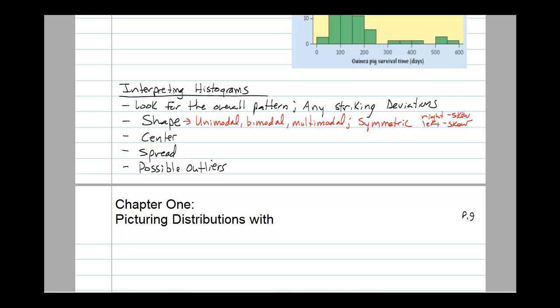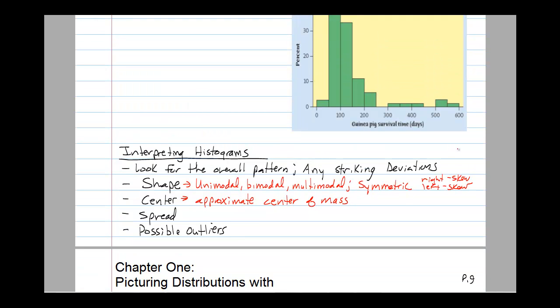Center, we're looking for the approximate center of mass. Where is the middle? Now there's two different types of center that we could talk about. One is the mean and the median, but for this graph up here we can see that it looks like the bulk of the data is over here, but if we were to balance this like a teeter-totter, these values out here would be having a lot of influence as well. So I'm guessing the center of mass is somewhere in this bulk, but maybe pulled a little bit this way because of that teeter-totter approach.